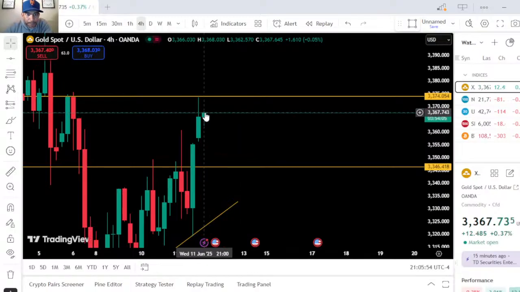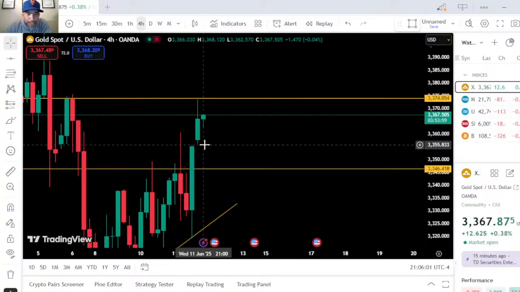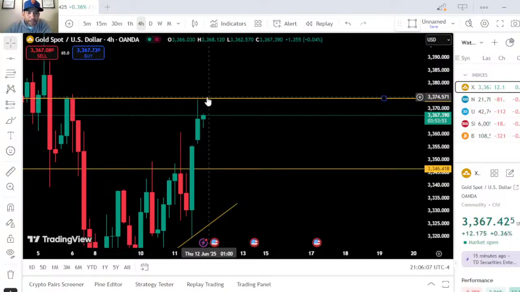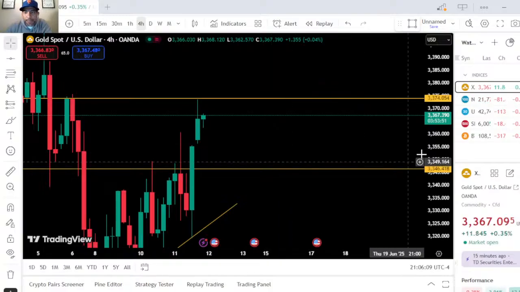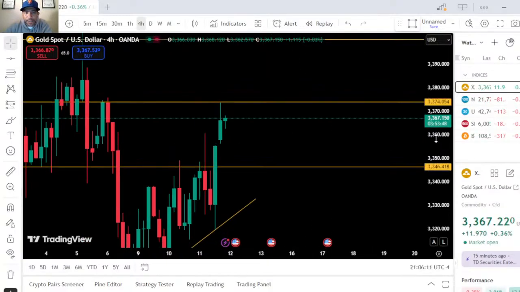So we made a bit of a steeper wick. Now, if we come down and make a steeper wick to the downside, I'll be considering the entries very soon at that point. Maybe even taking that wick entry for anticipating the reflip here. So let's see. We will have to wait.